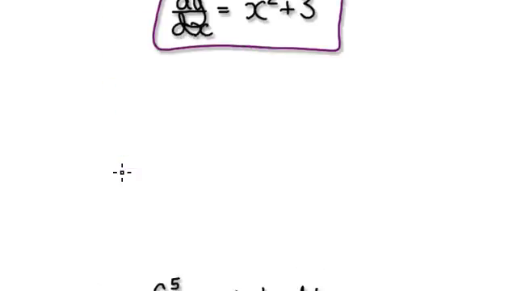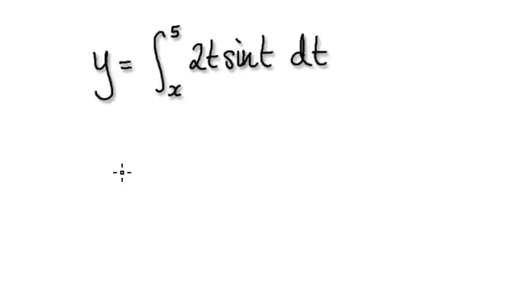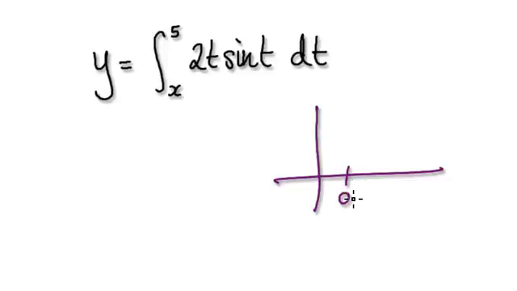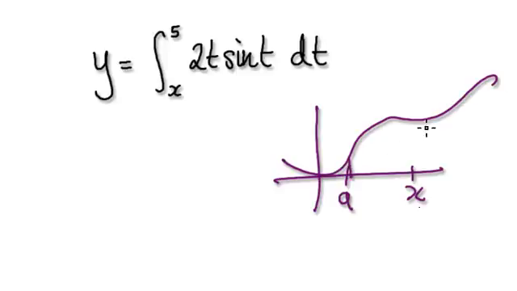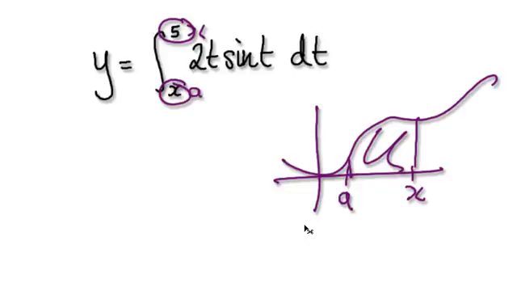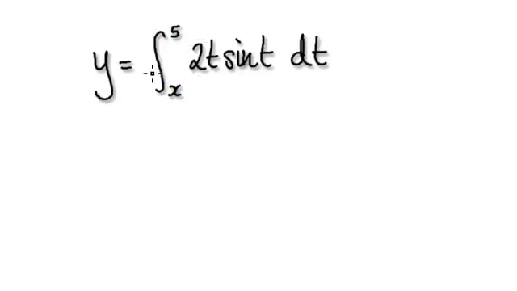Okay, here's another example. Find dy by dx. Remember our theorem is from a to x, but here we've got x to a. So you've got to use one of the properties where if you switch these two around, you stick a minus in front of it.